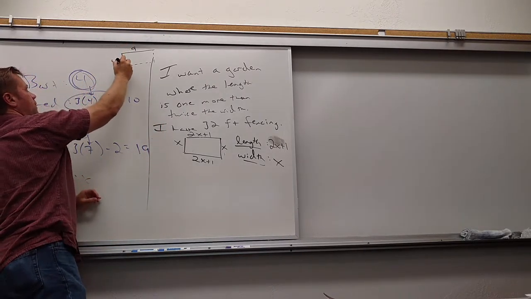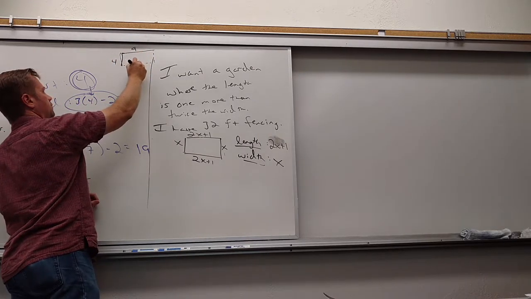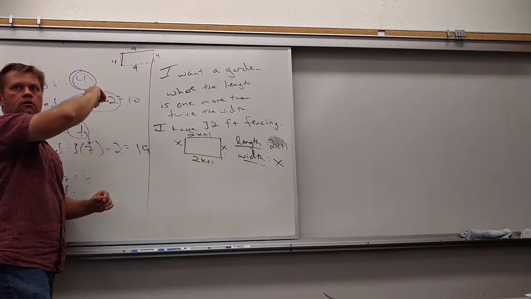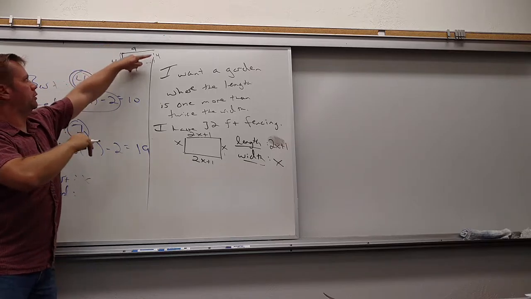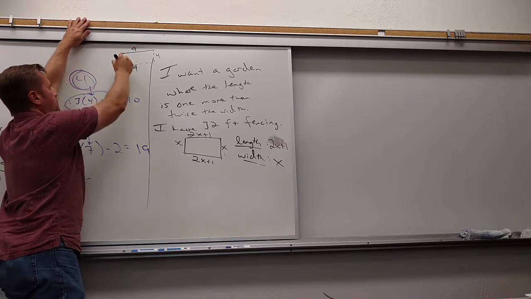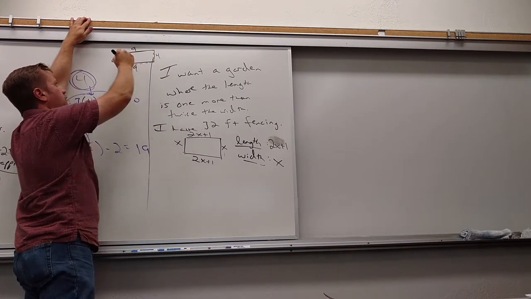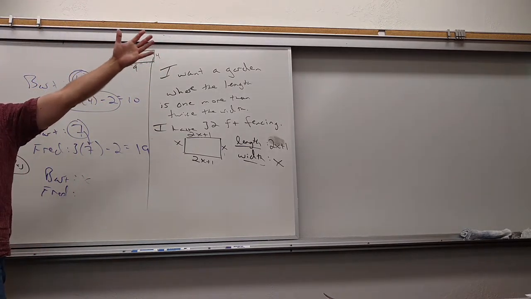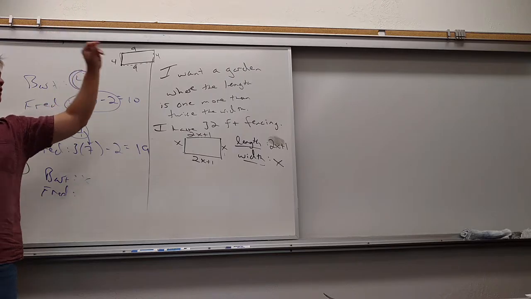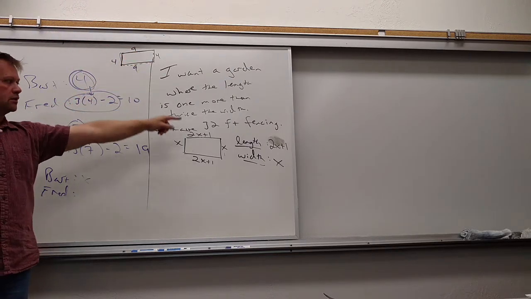So real quick, if my width was 4, my length would be 9, right? If that was true, now what's the perimeter of this? Isn't this, if I put 4 feet of fence, 9 feet of fence, 4 feet of fence, 9 feet of fence, wouldn't that equal the total amount of fence? 26. Yeah, this currently is 26, the perimeter. So this is about perimeter.